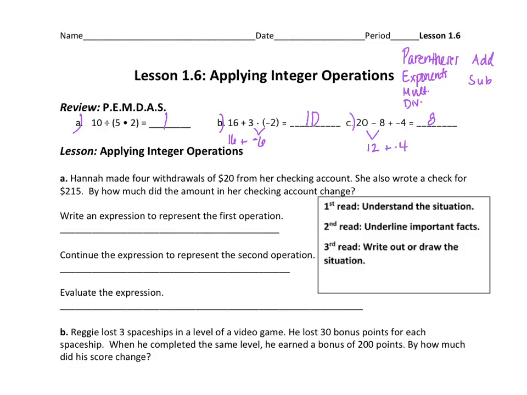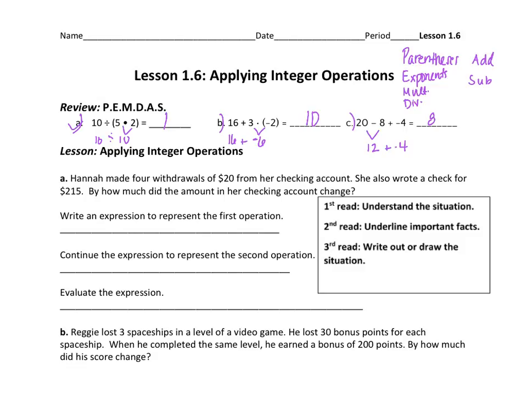So in the first one, letter A, we have parentheses. So we had to do that first. So 5 times 2 is 10. And then we have 10 divided by 10, which is 1. I'm pretty confident we got that one right. B, let's see. Hopefully we got 10. If not, I know exactly what you did.